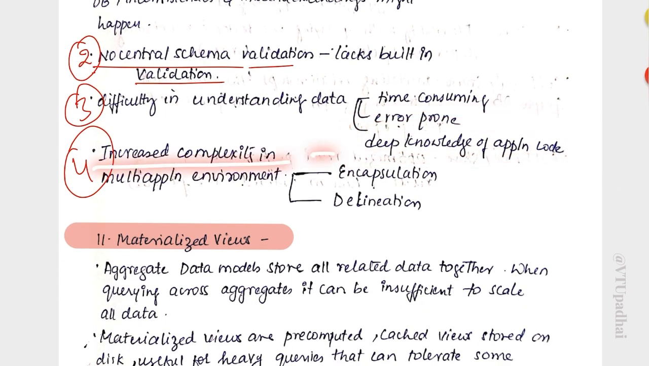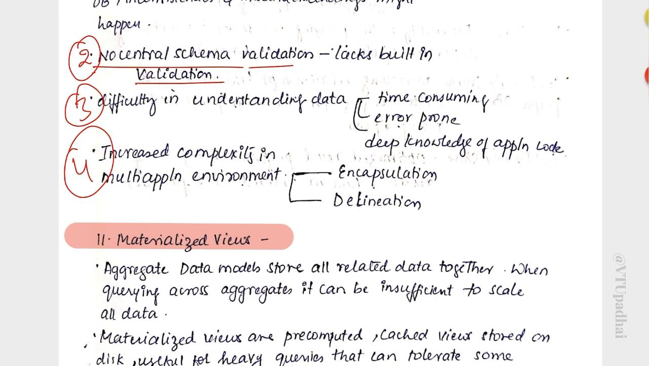Next I have increased complexity in a multi-application environment. That is, if the same database is being accessed by multiple applications, schema consistency becomes a problem here. These applications will make different assumptions about how the data is stored, and thereby compatibility issues can come up, right?